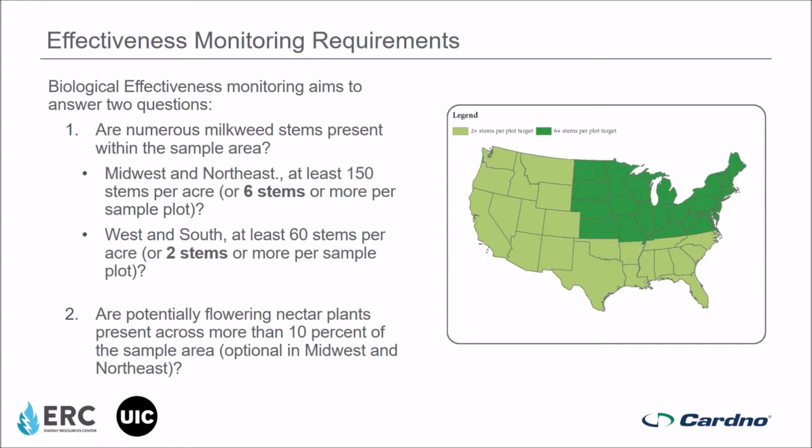The second monitoring metric that we're using is the presence of nectar plants. And again, those are the variety of plants that will provide key nectar resources for monarchs, particularly the adult monarchs. And we measure the presence of nectar plants as a cover threshold. So we're looking for 10% or more of nectaring plants across the sample area. This is an optional metric for the Midwest and Northeast, and it is a required recorded metric for the West and South, although in the West and South you have the option to either achieve the milkweed threshold or the nectar plant threshold.